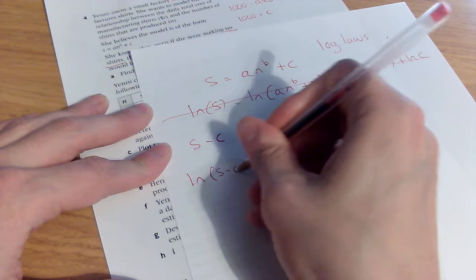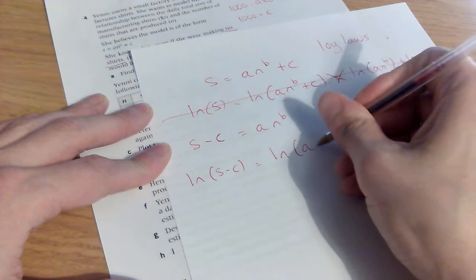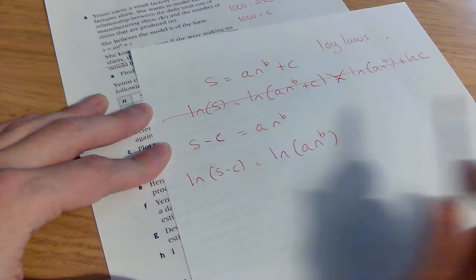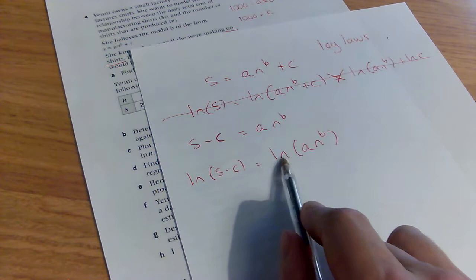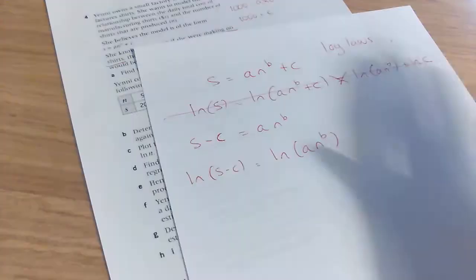And then we do natural log of a n b. Don't be too confused with the n here and the n here. They're not the same thing. That's just natural logarithm, that's the notation we use. This n is the variable for the number of shirts being made. They're not related at all.